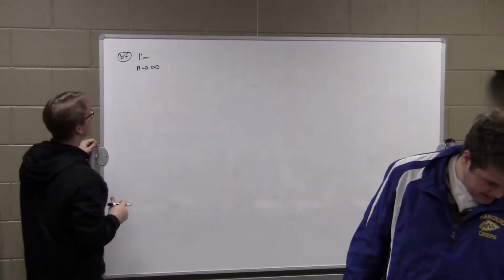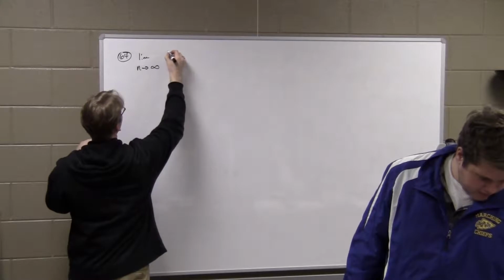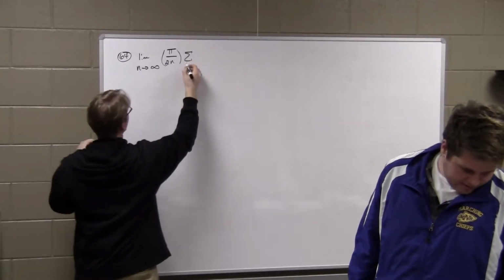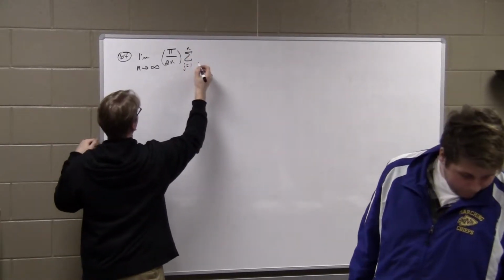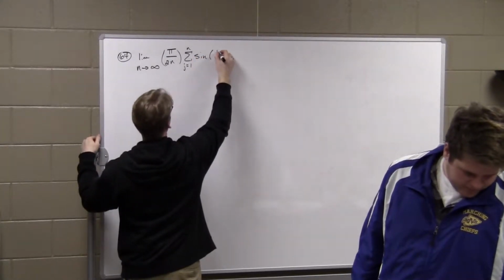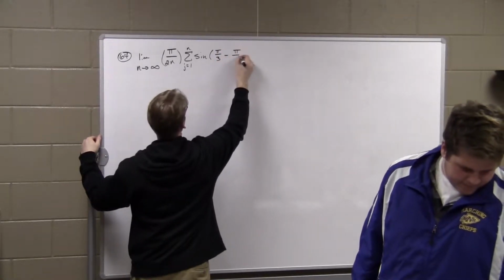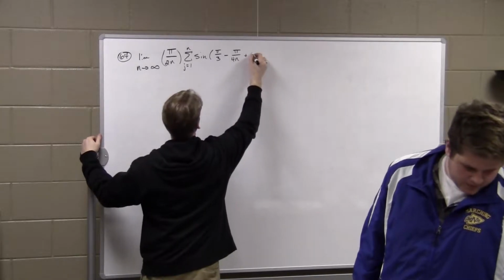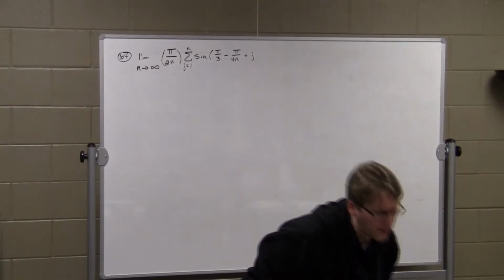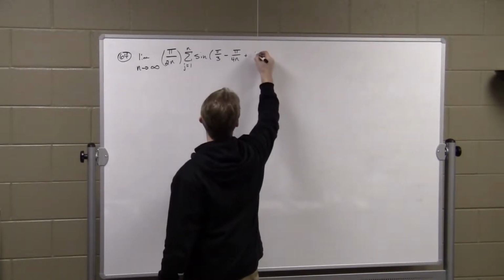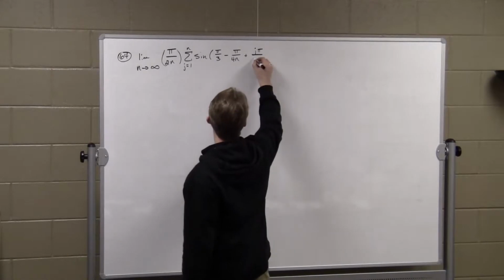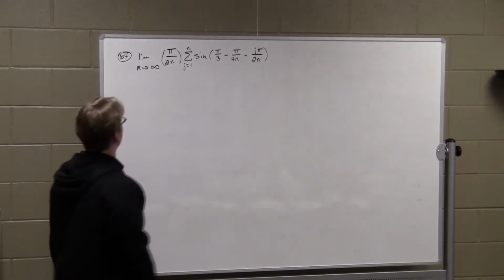Limit as n approaches infinity, pi over 2n, summation, n on top, j equals 1, sine of pi over 3 minus pi over 4n plus j pi over 2n. J pi over 2n or 4n? 2n. Okay. Sweet.